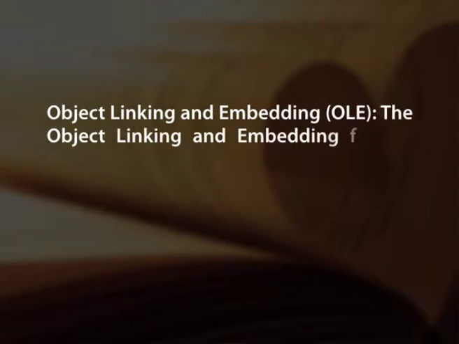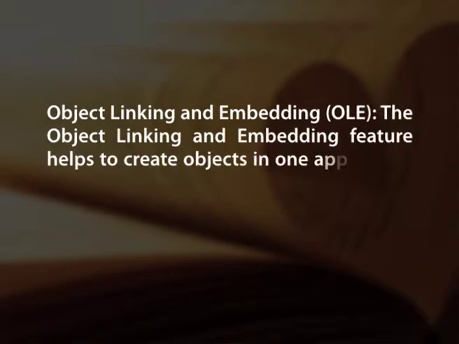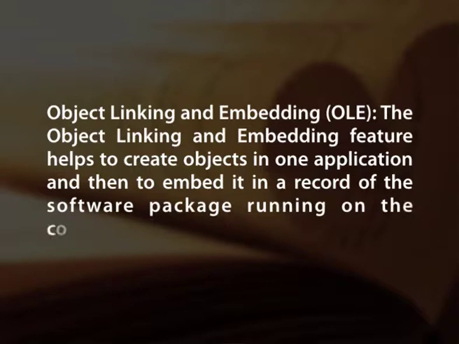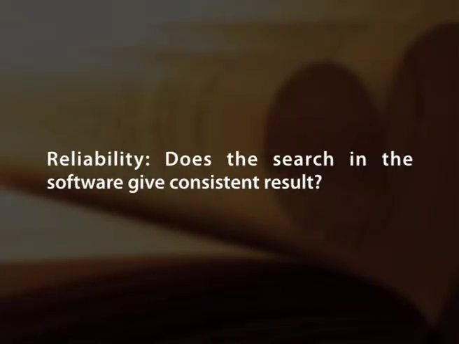J. Object linking and embedding. The object linking and embedding feature helps to create objects in one application and then to embed them in a record of the software package running on the computer. If the software package chosen has this feature, then it is good. K. Effectiveness. Does the system meet the specifications? L. Reliability. Does the search in the software give consistent results? M. Customization and expandability. The system should permit addition of new features to meet the local needs and uses.